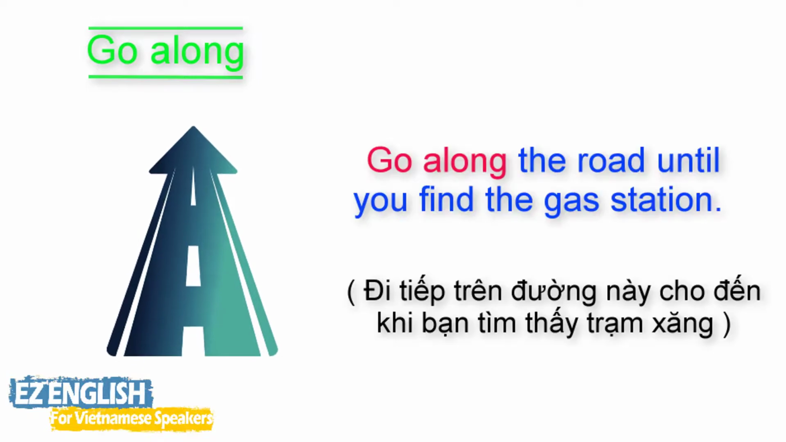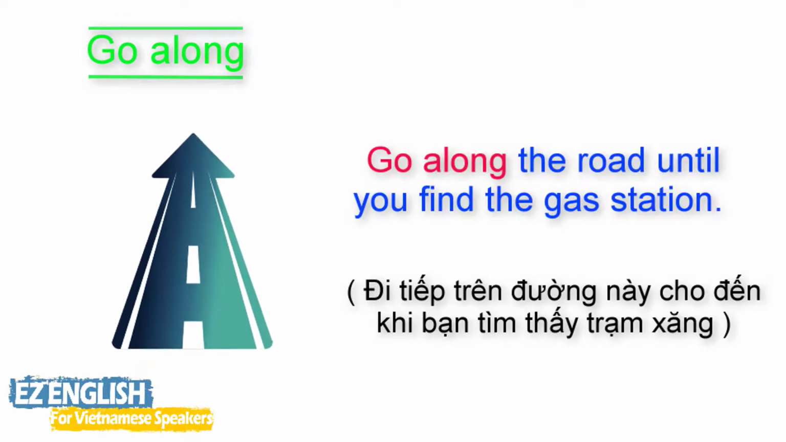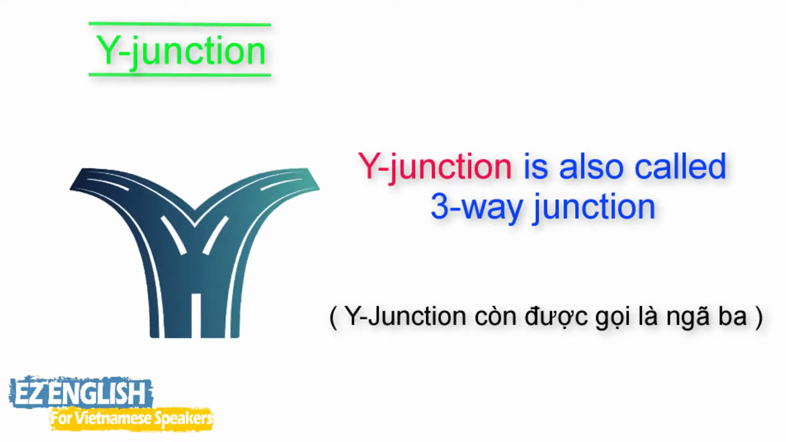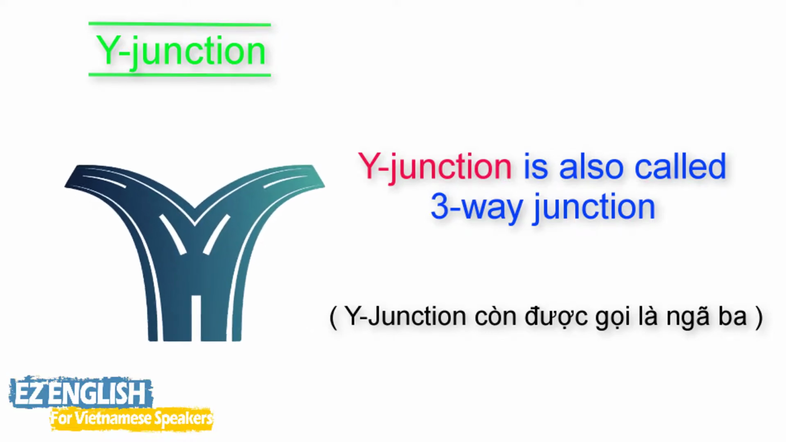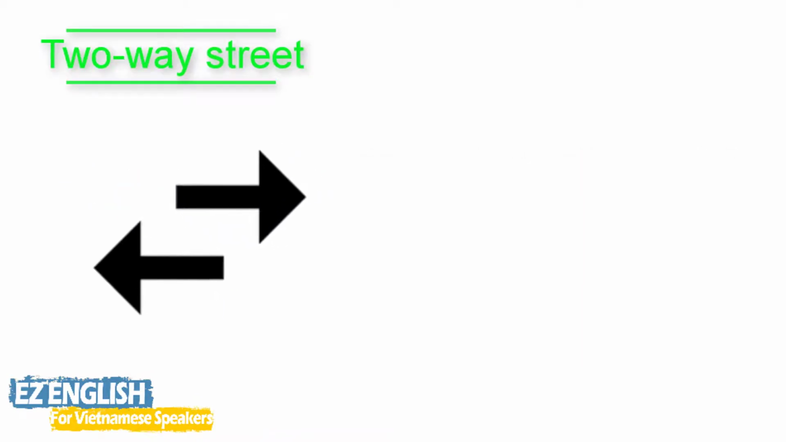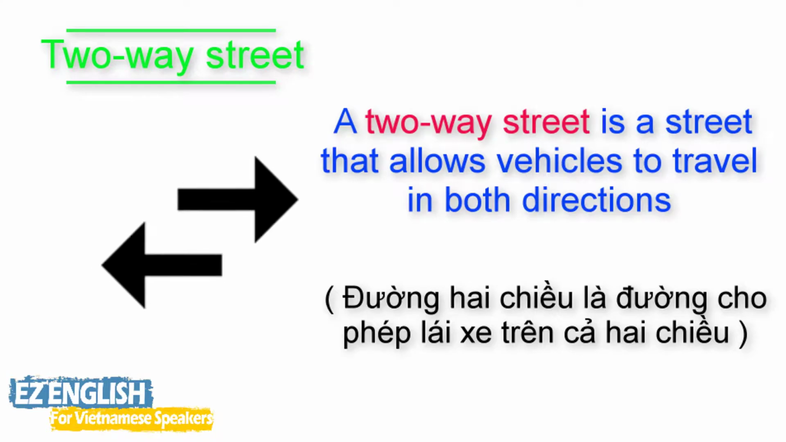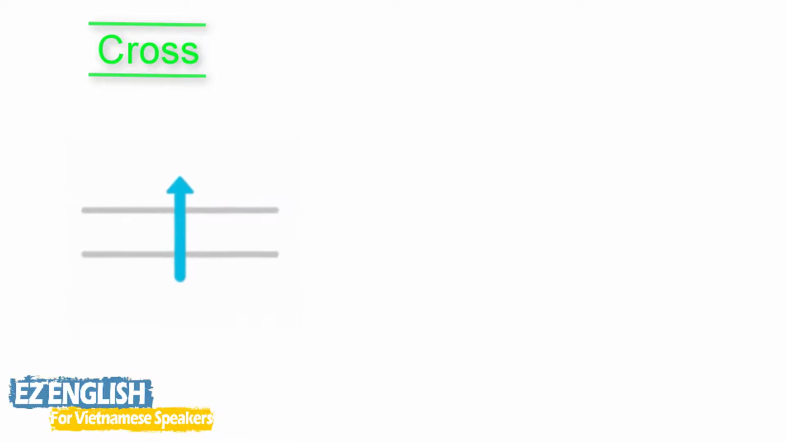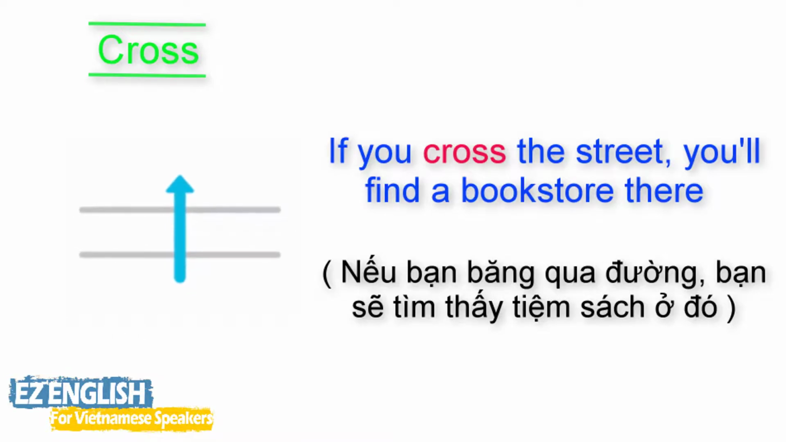Go along. Go along the road until you find the gas station. Y junction. Y junction is also called three-way junction. Two-way street. A two-way street is a street that allows vehicles to travel in both directions. Cross. If you cross the street, you'll find a bookstore there.